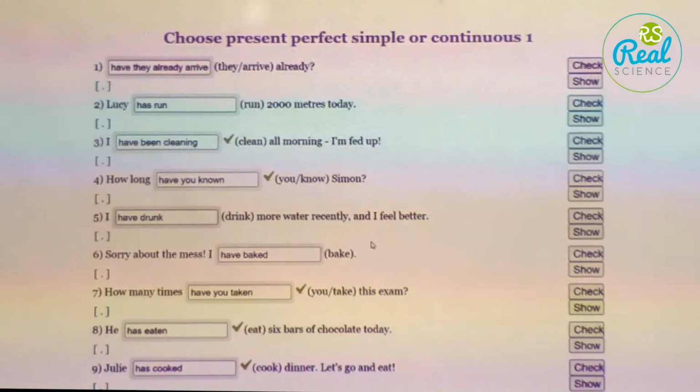No, look, we have already drunk the water and we feel better. So this means that our action finished and now we have this result, feeling better. So if our action is finished and if we have the result, in that case, we have to use present perfect simple form.